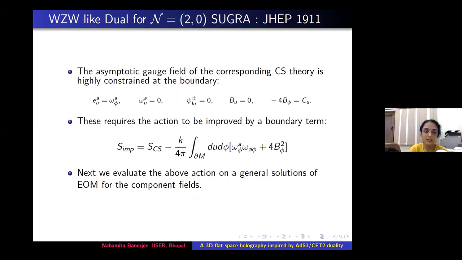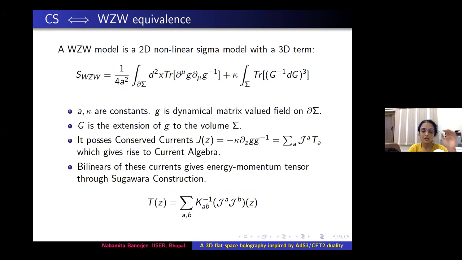So what you can actually do is, using this equivalence, that a Chern-Simons theory can be written down as a Wess-Zumino-Witten model, you can try to do the same thing for the corresponding gravity theory as well, because we have seen that 3D gravity is equivalent to Chern-Simons. So first you go to the Chern-Simons form of it, and then you write down the equivalent Wess-Zumino-Witten model for it. But you might ask, like, why?